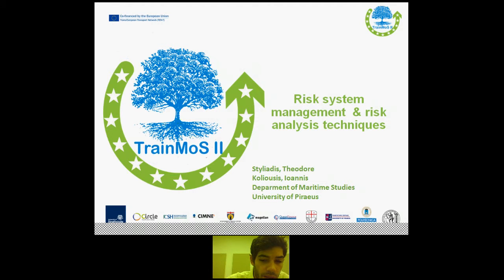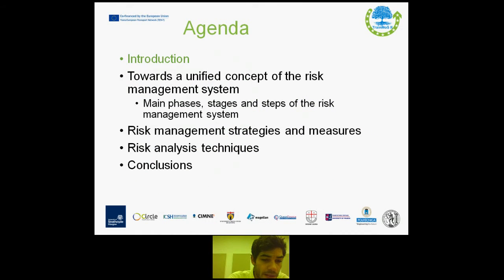Today's first session is we'll discuss in today's session about risk system management and risk analysis techniques. Today's agenda includes an introduction. Then we'll discuss the risk management system, the main phases, stages and steps of the risk management process. Afterwards, we'll present the risk management strategies and measures implemented and the risk analysis techniques, while finally we'll present some relevant conclusions.